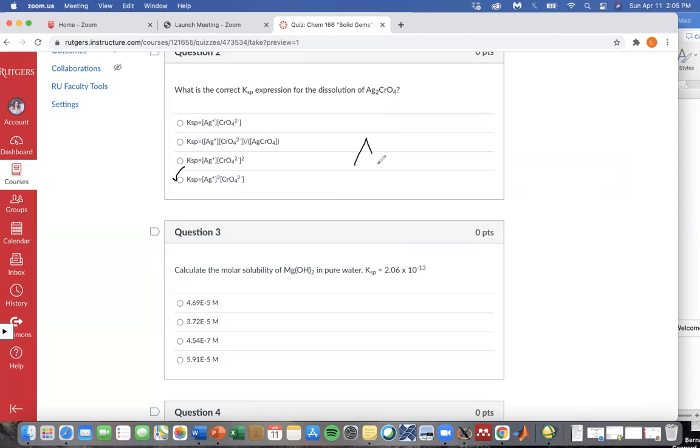So we can write out the expression for the solution of Ag2CrO4, and this is a solid. And then it goes to aqueous, so it would be 2Ag plus and CrO4 2 negative. These are both aqueous.